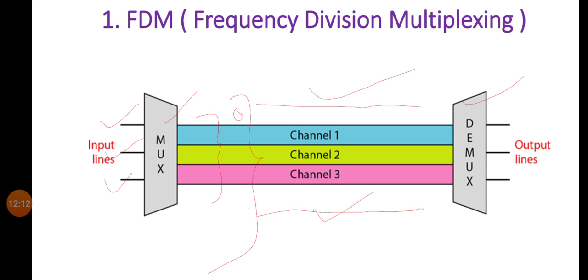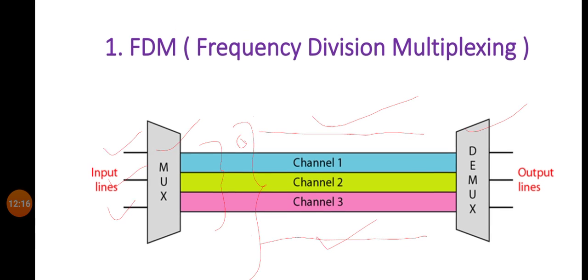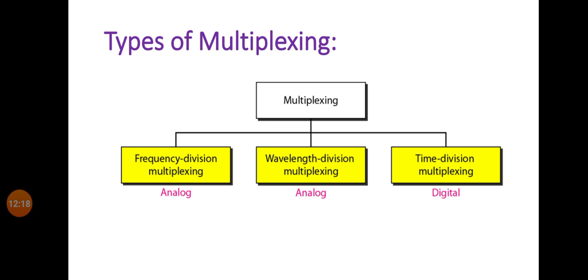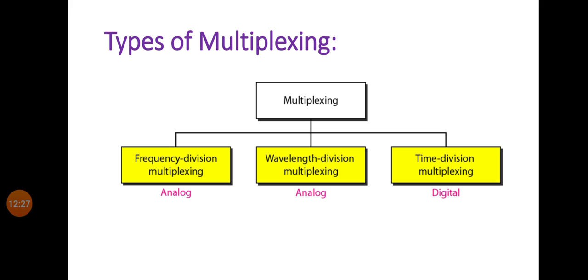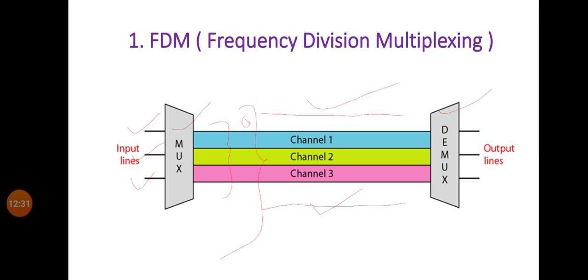Clear? And FDM uses which type of signal? FDM uses analog signal. Here in this hierarchy you can see FDM uses analog signal. Clear? Okay. Next one is an example for FDM. Based on the example you can clearly understand what FDM is.